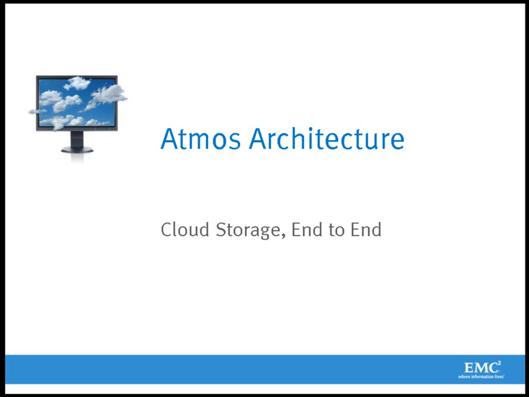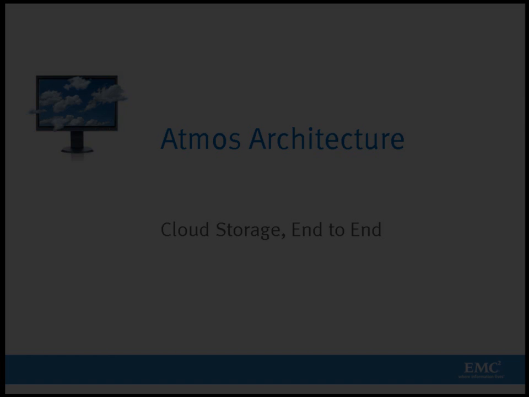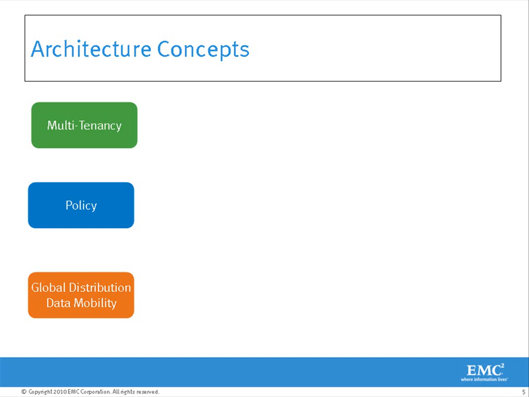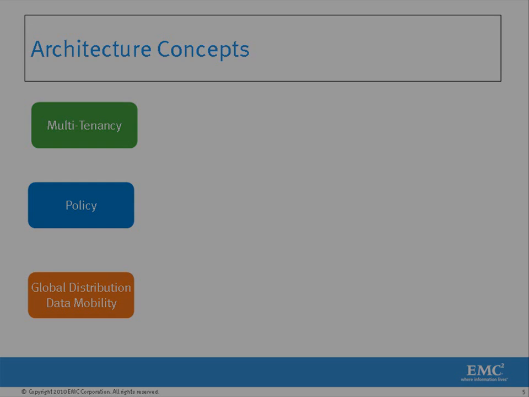In this end-to-end demo, I'll be continuing from where we left off in last month's demo. This time we'll go end-to-end from the perspective of the storage admin all the way out to the client, and along the way we'll focus on three of the core architecture concepts for Atmos, which are multi-tenancy, policy-based management, and global distribution and data mobility.